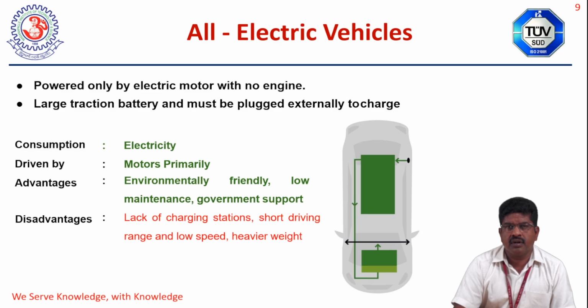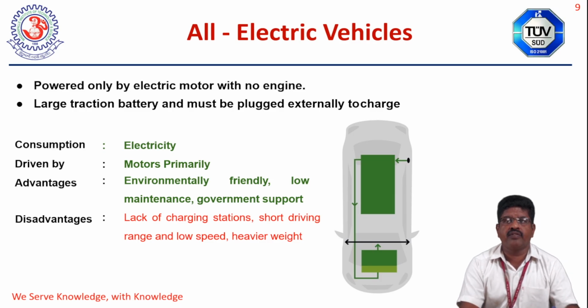Similarly, the consumption of these vehicles is only electricity, and these vehicles are driven primarily by motors. At the same time, these vehicles have some advantages: they are environmentally friendly, they have low maintenance cost, and they are supported by the government. Similarly, they have some disadvantages, like lack of charging stations, a short driving range, low speed, and the weight of the vehicle is also more.